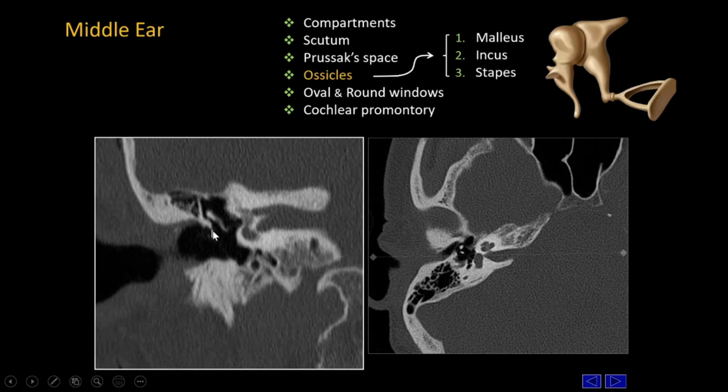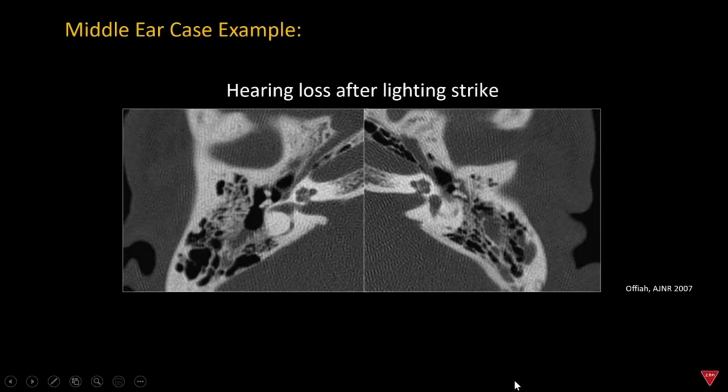Again, scutum, Prussak space, tegmen tympani, and all those structures that you should be able to inspect individually. Okay, so let's show a couple of pathologies as an example of what we are looking for.